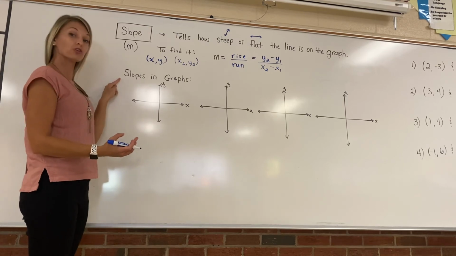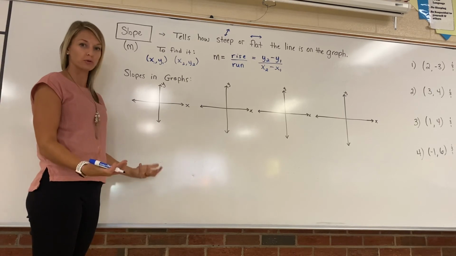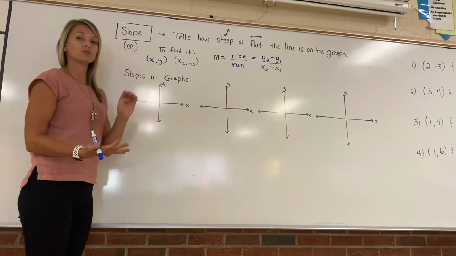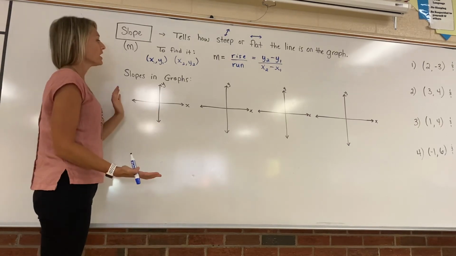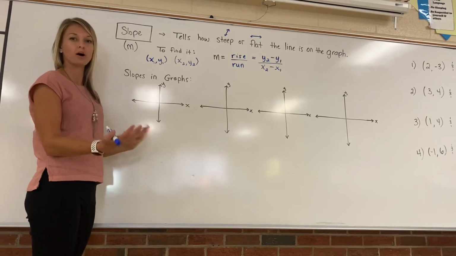So slopes and graphs. When you look at the actual number or the slope of a graph, it's either going to be positive or negative. It could be zero. It could be undefined. And so we're going to look at slopes just by looking at a graph. How do you know if it's positive or negative?